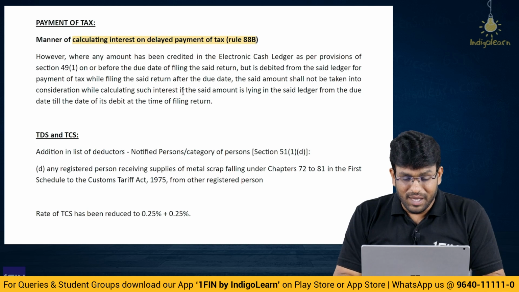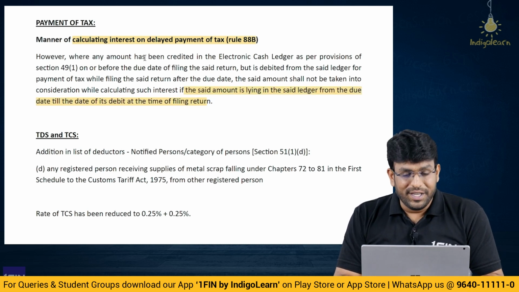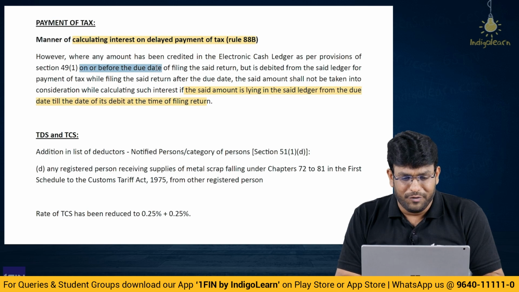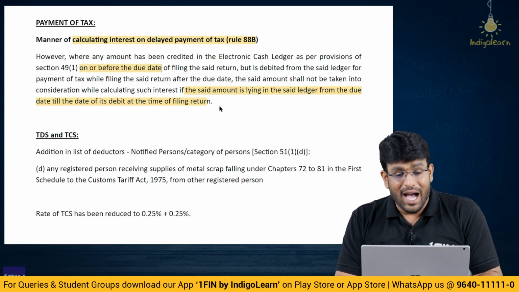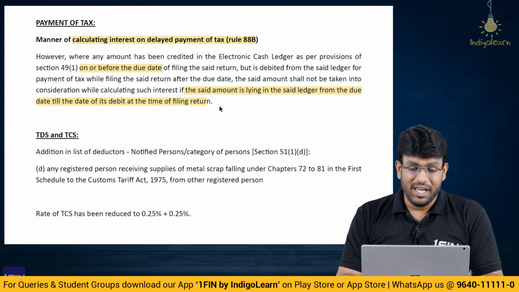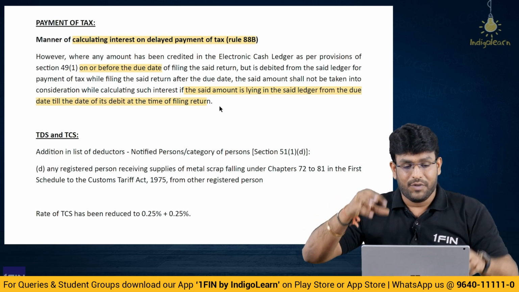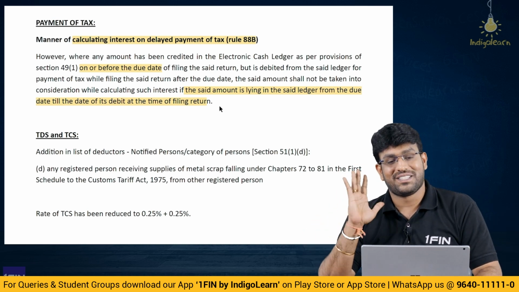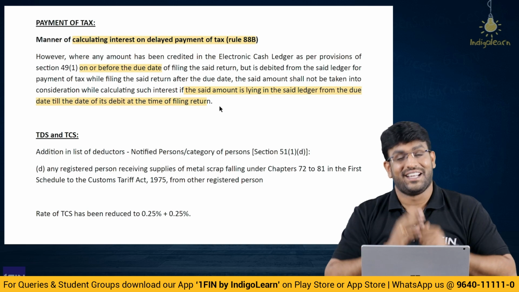See that line? If any amount has been credited to the cash ledger on or before the due date of filing the return and is debited after the due date, that will not be considered for calculating interest, if the amount is lying in that ledger from the due date till the date of debit. In that case, we are not going to charge interest.